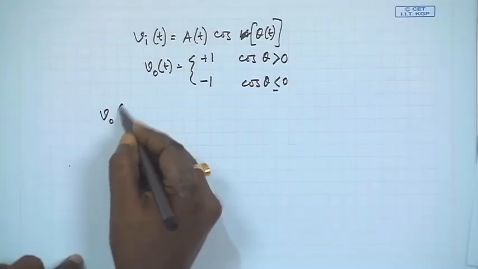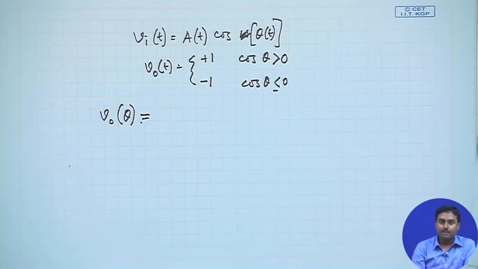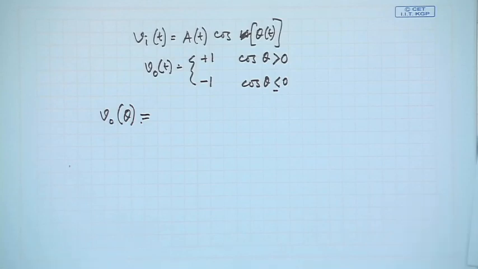After passing it through a hard limiter, of course there is a theta variation, but we can ignore that. As long as we are plotting with respect to theta, we can just see what this output will be. So, this V output as a function of theta, how does it look? It depends on cos theta. If cos theta is greater than 0, it is +1, and less than 0, it is -1. So, with respect to theta, it is a square pulse with alternate plus and minus.